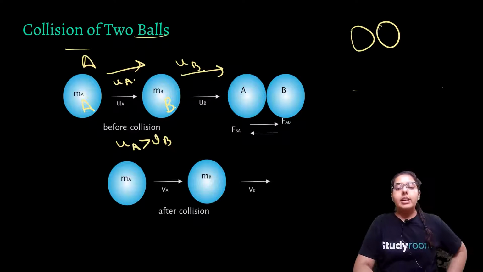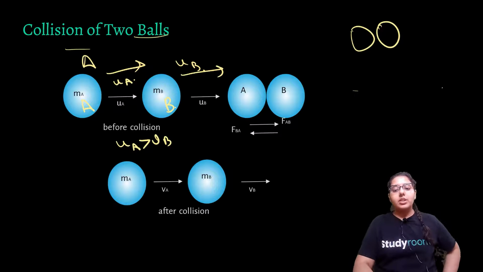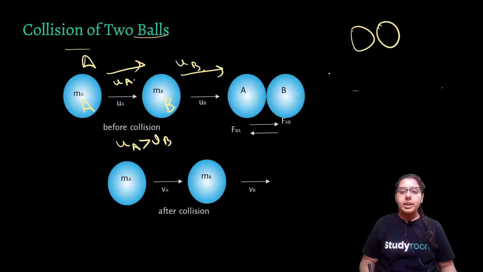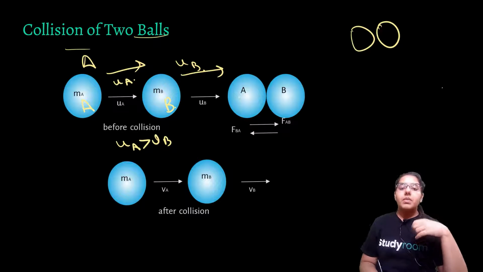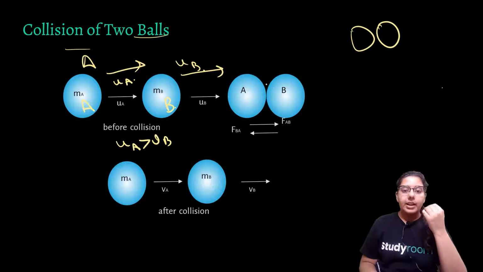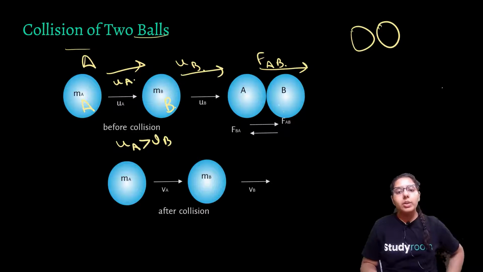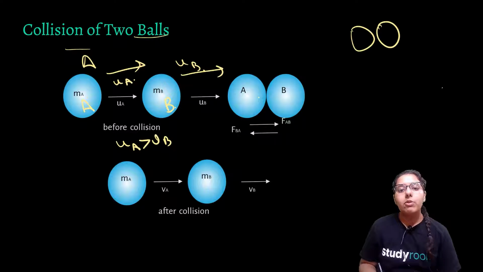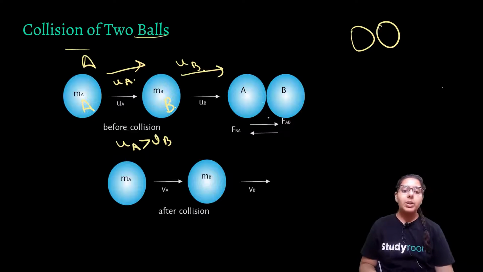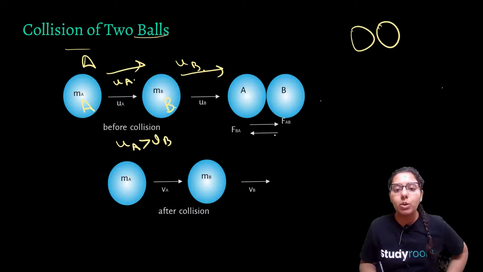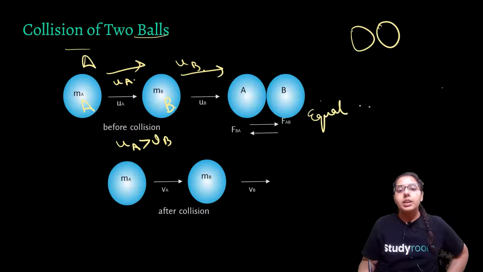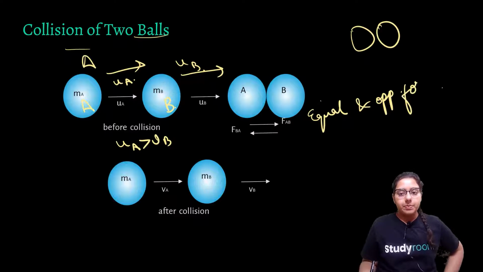And when they collide, they will exert equal and opposite forces on each other. Right? There will be equal and opposite forces on each other. Okay, so for example, A and B collide. So there will be a force on B due to A and force on A due to B, right? So there will be force on A due to B and force on B due to A, right? And these both forces will be equal in magnitude. These are equal and opposite forces.